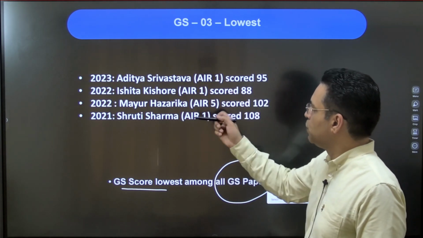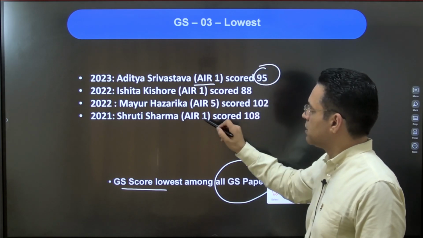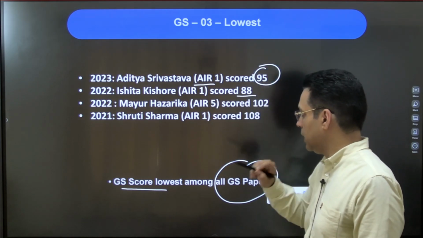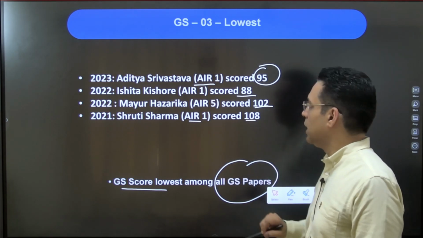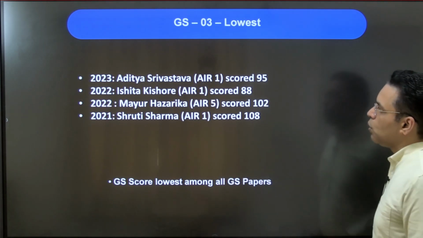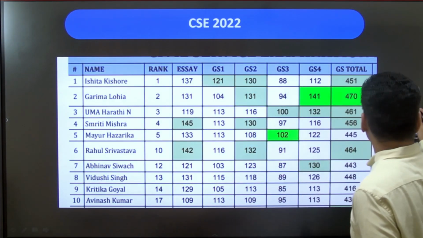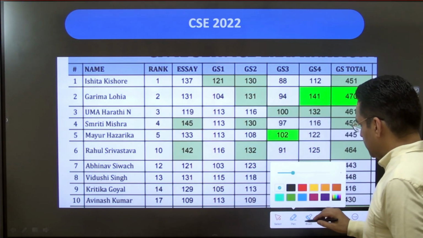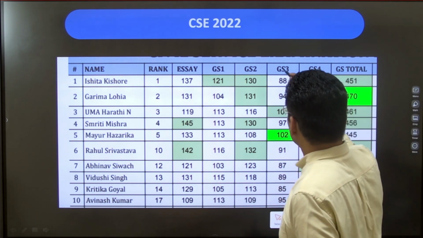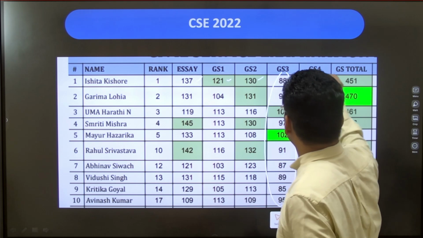If you look at the last few years, Aditya Srivastava, AIR 1, scored 95, Ishita Kishore, AIR 1, scored 88, Mayur Hazarika scored 102, Shruti Sharma scored 108. So the scores in GS3 are the lowest, and I want to give you the data of 2022. If you look at the data of 2022, the top 10 rankers, you can look here at the GS3 score, and compare it with GS1, Essay, GS2 and GS4.